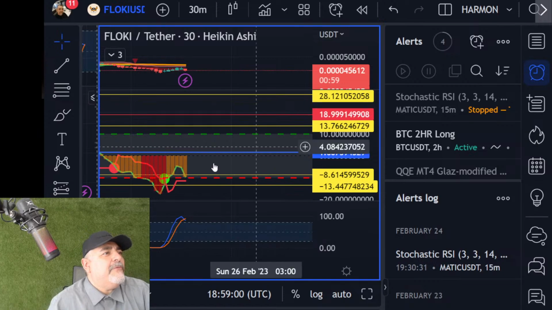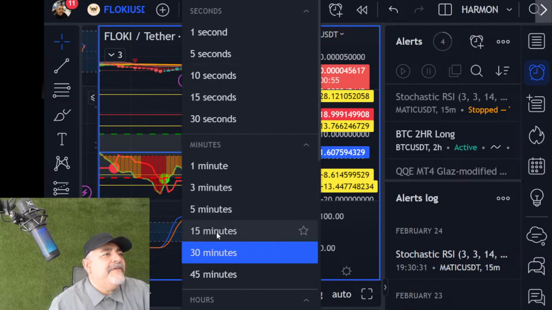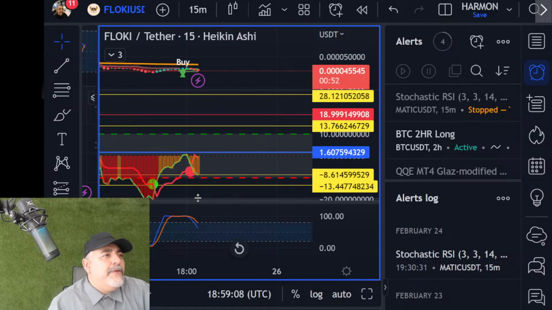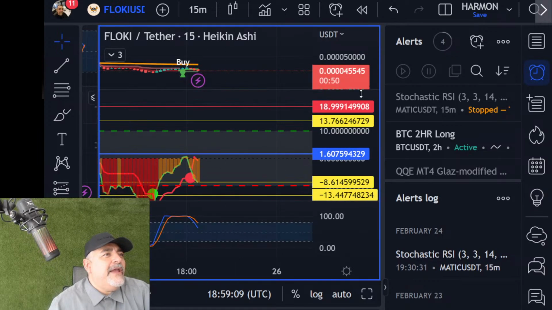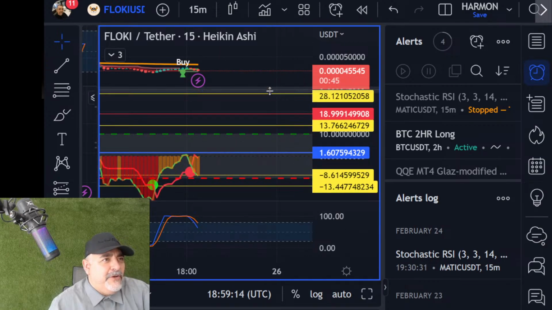So what we're waiting on here, we're preparing. We're looking for a red moon right here. Red moon on the 30. Let's go to the 15 minute. All right, we got a 15-minute red moon, and let's take a look at the regular chart. We are going down, so this is a short. We do have room to go down on Floki.